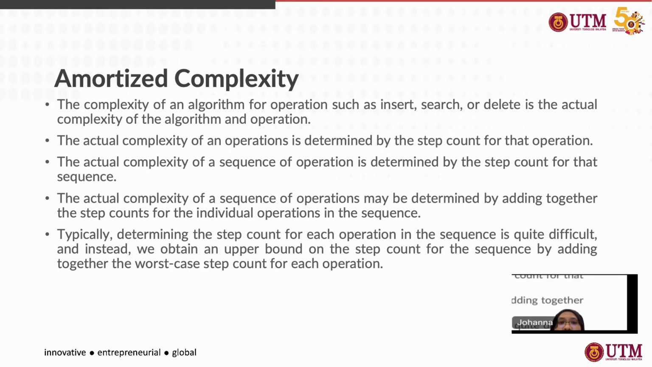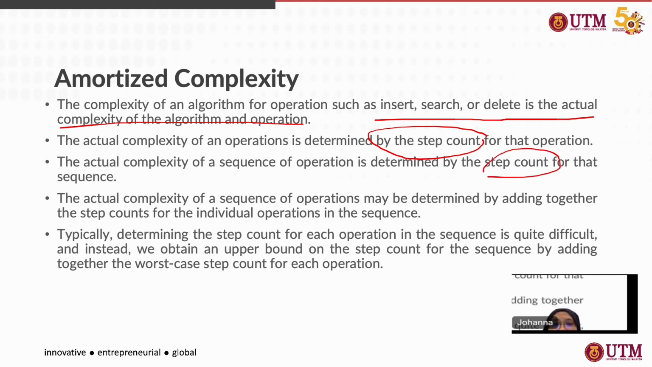Now, another way to measure complexity is amortized complexity. The amortized complexity of an algorithm for an operation such as insert, search or delete is the actual complexity of the algorithm and operation. The actual complexity of an operation is determined by the step count for the operation, and the actual complexity of a sequence of operations is determined by the step count for the sequence.